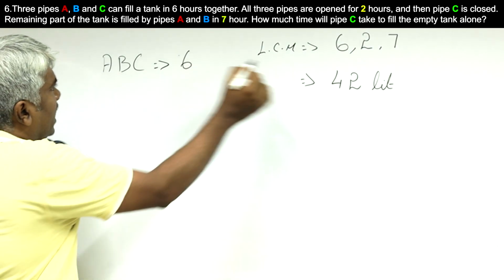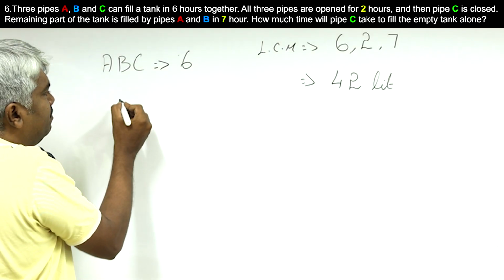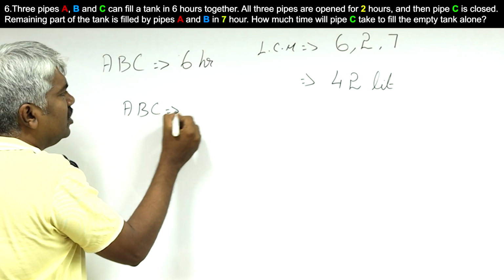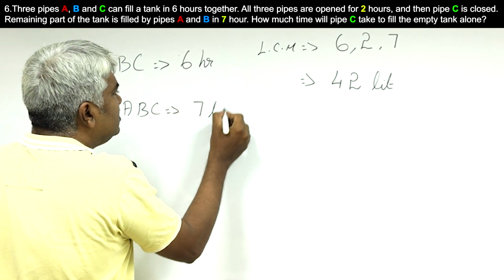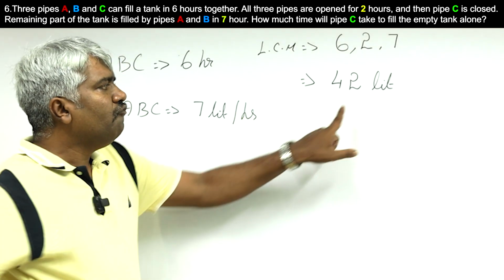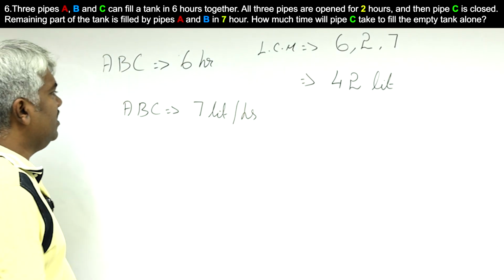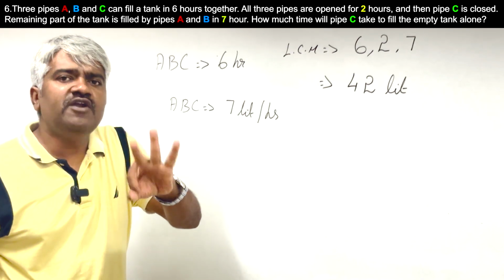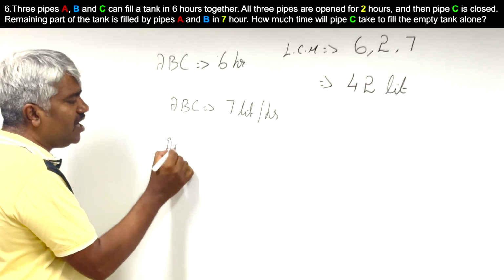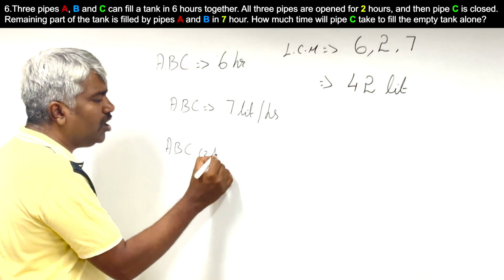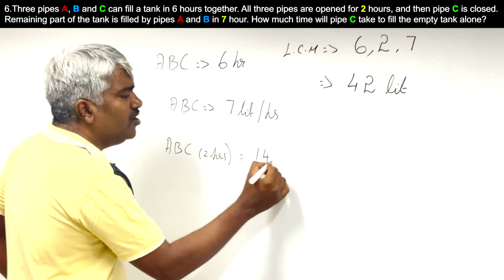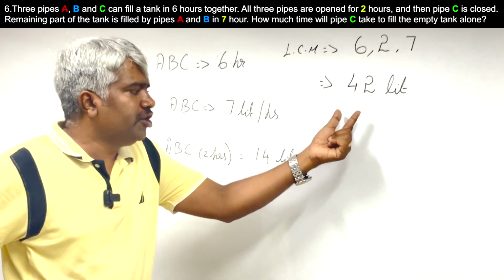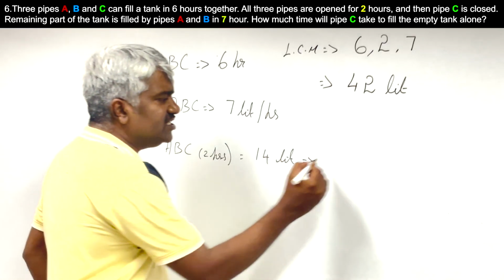Now, this tank of 42 liters can be filled by all 3 pipes A, B, C in 6 hours. When all the pipes are open together, they will fill 7 liters in 1 hour. That is 42 divided by 6 is 7 liters. Now, what is the first data? Pipes A, B and C are opened for 2 hours. So, they will fill 14 liters. Now, what is the total capacity of the tank? 42 liters.